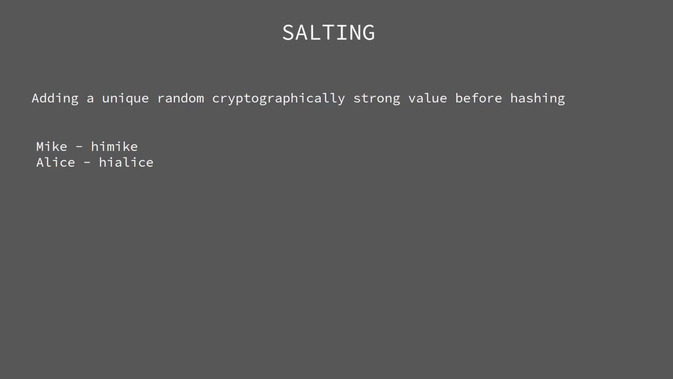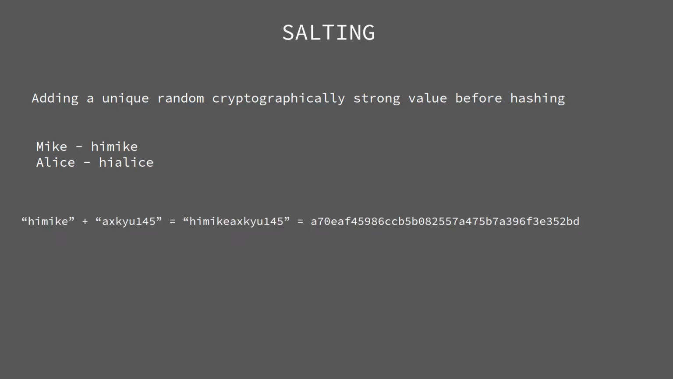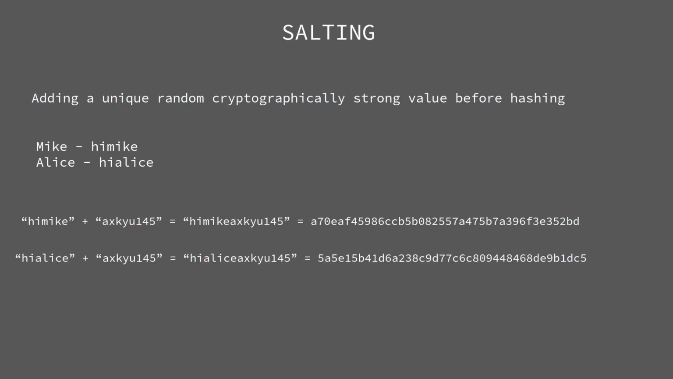So first, in case of Mike, we will take his password and add his salt to the front of it, and then hash this new value. Similarly we will do for Alice. So in her case, we will use her own salt, which is "hi Alice". So as you can see, even though they are using the same password, their hashes are now different, because before hashing we are changing the password.